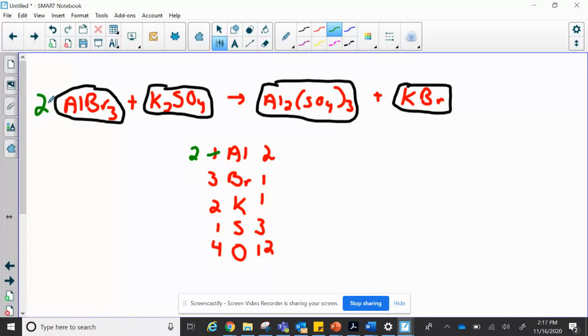Now I've got to change my bromine too, though, because I put this coefficient out here. So 2 times 3 gives me 6 bromines. All right, so I might have made a little progress. I also know that my Ks and my Brs aren't right.